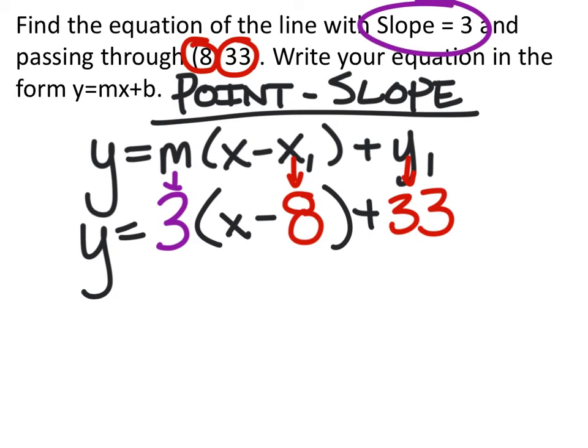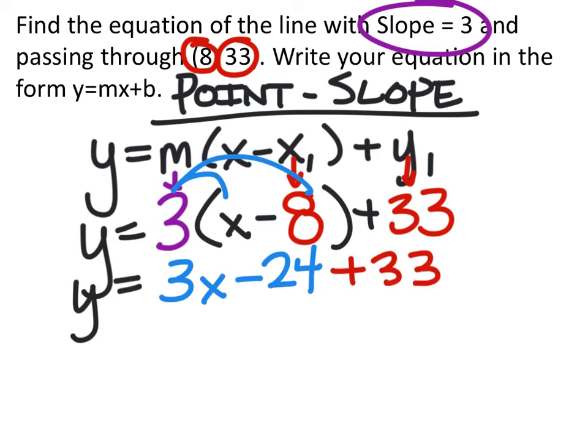In order to do this, the first thing we're going to need to do is to distribute that 3 into the parentheses. That would give us 3x minus 24 from the distribution. And already we have the slope, which was still 3. And the nice thing about point-slope form is that all we've got to do is add. Sometimes you'll subtract these numbers, and it will be simplified in the slope-intercept form.